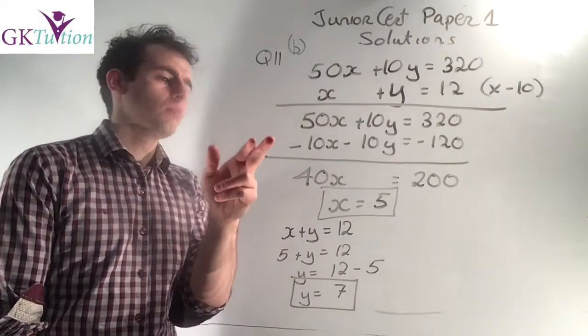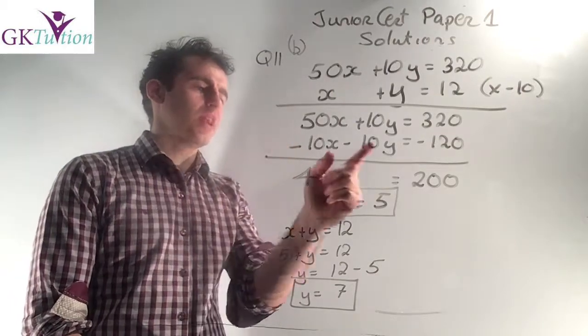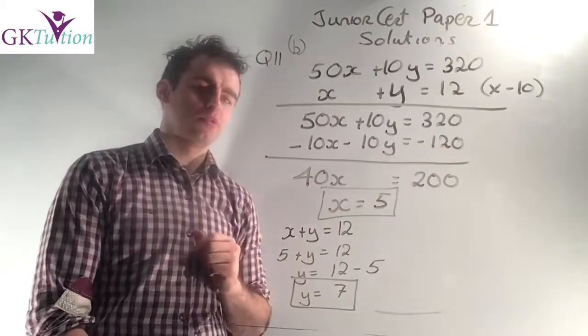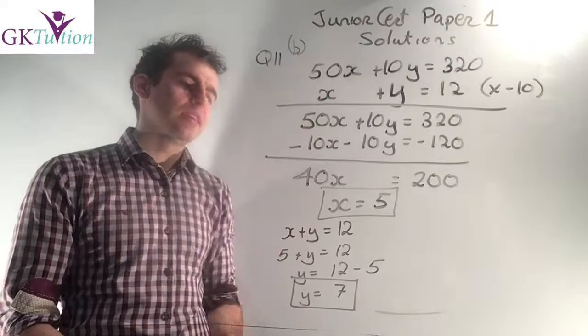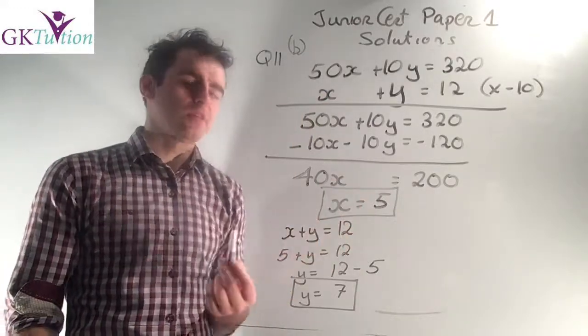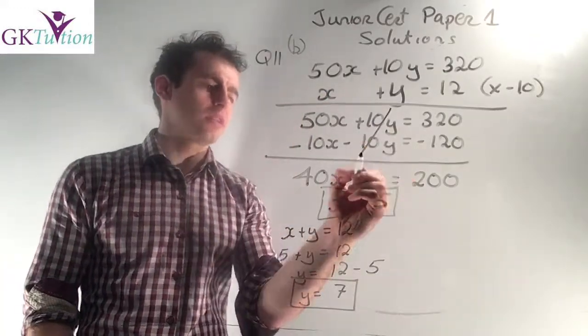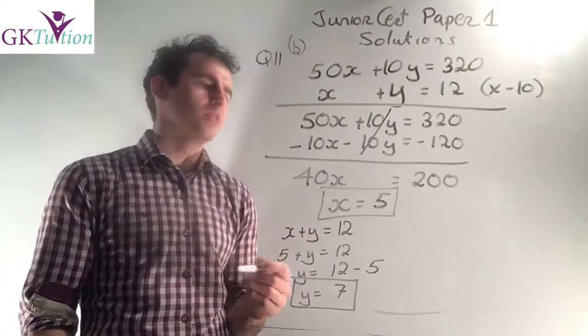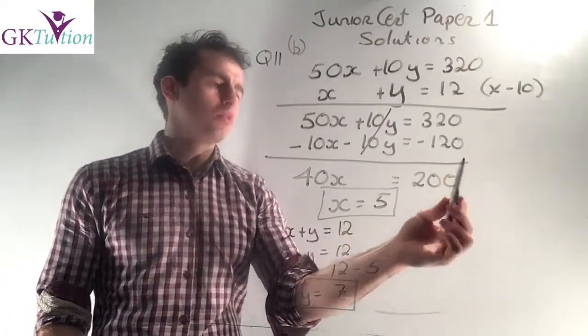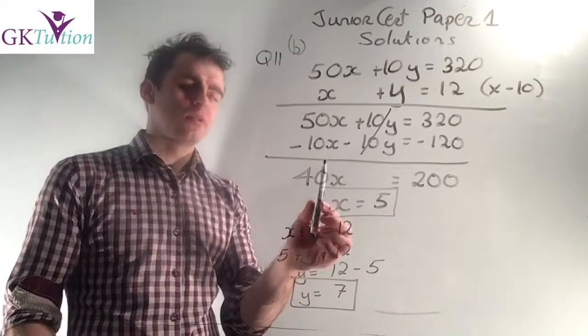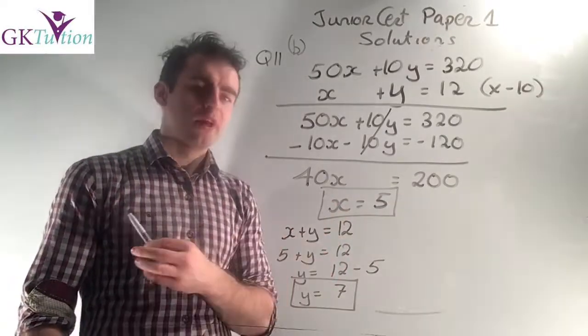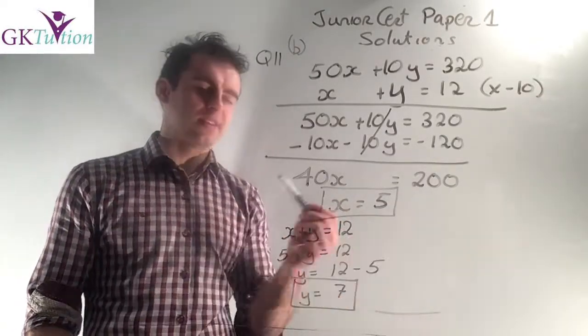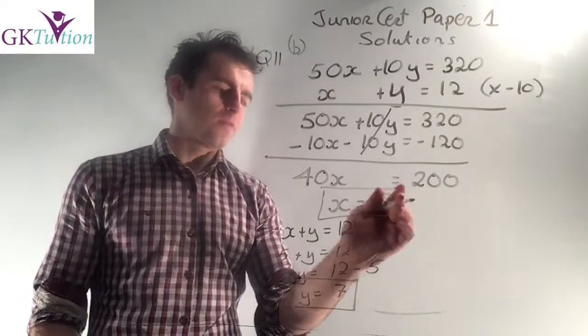If you multiply the bottom line by minus 10, it becomes minus 10x minus 10y equals minus 120. If I now add these together, 50x minus 10x is 40x, plus 10 minus 10 is 0, so my y's cancel. 320 minus 120 gives me 200, so I know 40x is equal to 200. If I divide both sides by 40, I get x is equal to 5. So that's my first value.